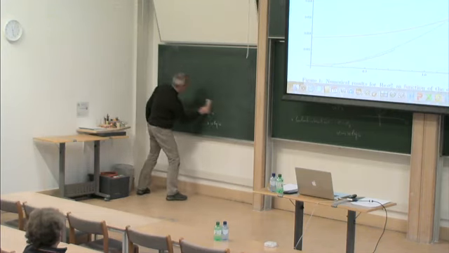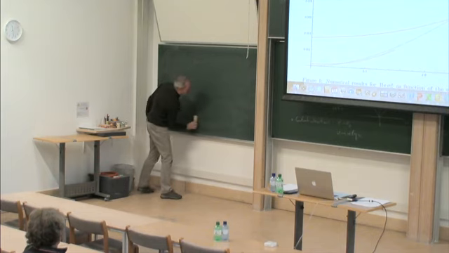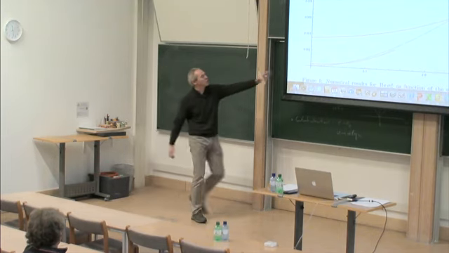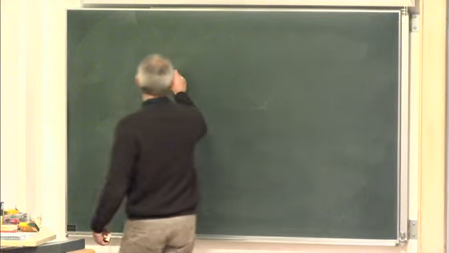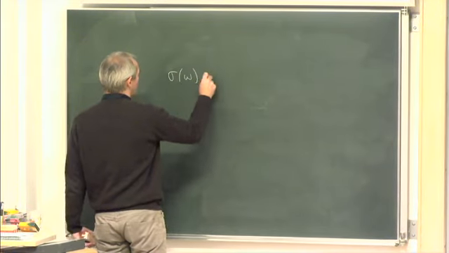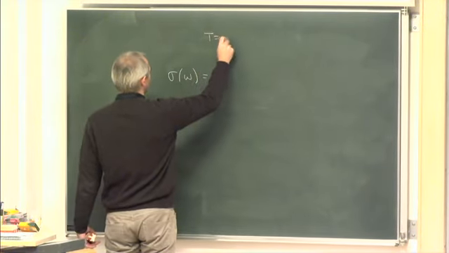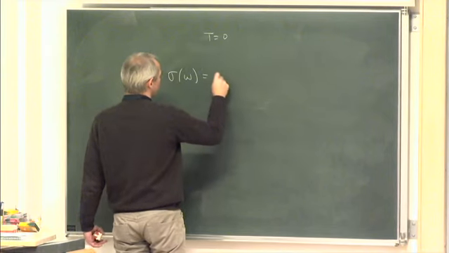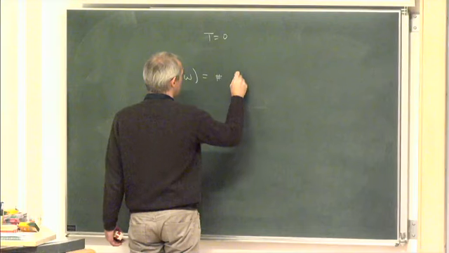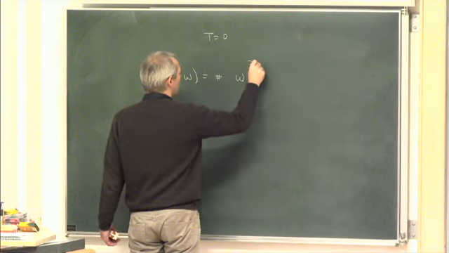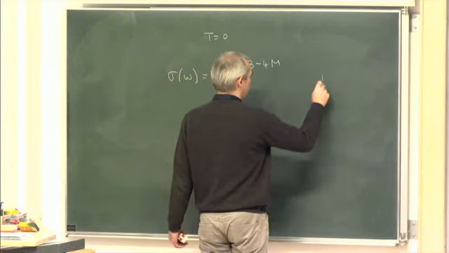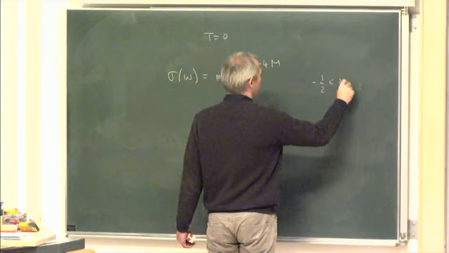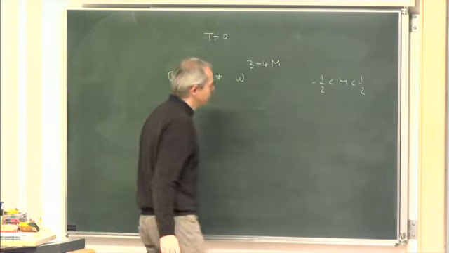So what you can do is you can numerically do a fit for low frequency. We've determined the power, and sigma of omega at t equals 0 goes like some number times omega to the power 3 minus 4m, and that's for m again between minus 1/2 and 1/2.